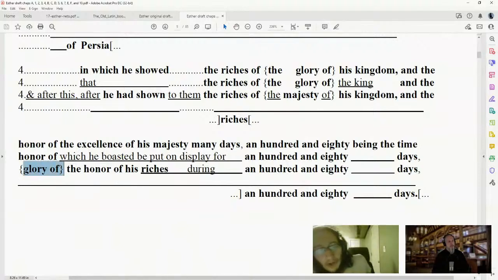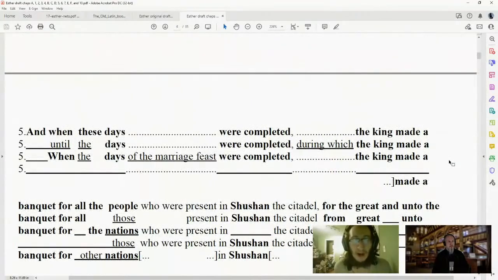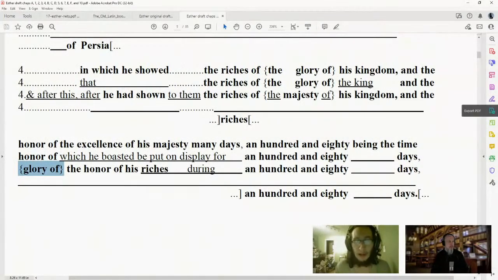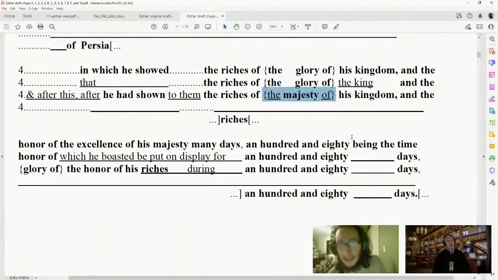Where does that phrase glory of come from? Where is that found in the Septuagint version? Well, notice in the Septuagint version, line 3, it occurs in the next line. It says the riches of the majesty of his kingdom and the glory of the honor of his riches. So notice that majesty of, in the third line, is found in the next line of the Masoretic. So in the third line, majesty comes first, and then glory comes next. In the Masoretic, glory comes first, and majesty comes second. And the Alpha text supports the Masoretic here. And so the Masoretic text is almost certainly the correct reading in these instances, and the Septuagint is just translating freely.